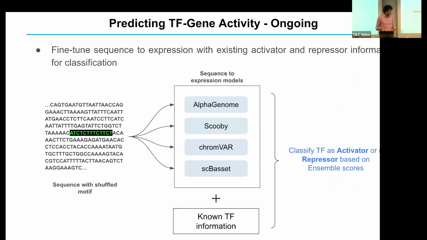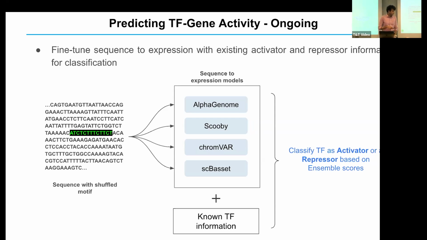Within the sequence, we can get these motifs where transcription factors can bind. Our goal with this classification is to use the DNA sequence. We change the binding motif to whatever we want, to a specific transcription factor, and then use these existing sequence to expression prediction models to classify these transcription factors as activators or repressors. And this is currently what I have been focusing on.